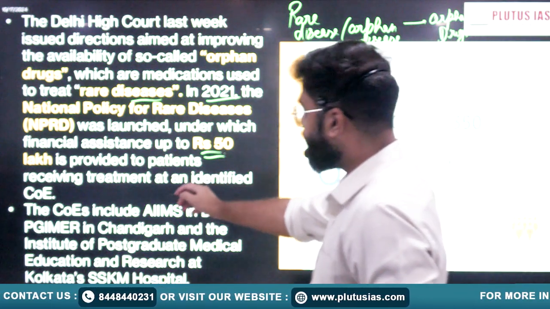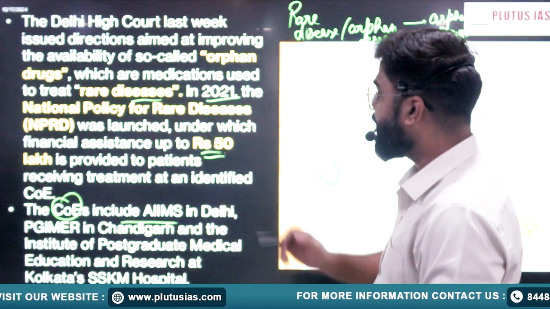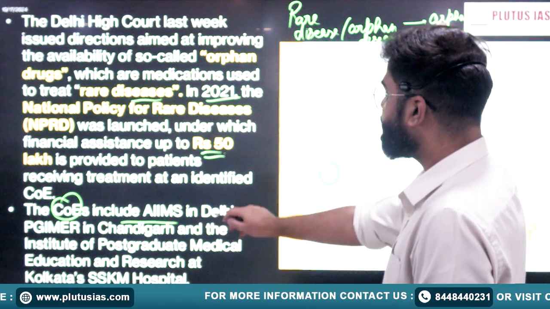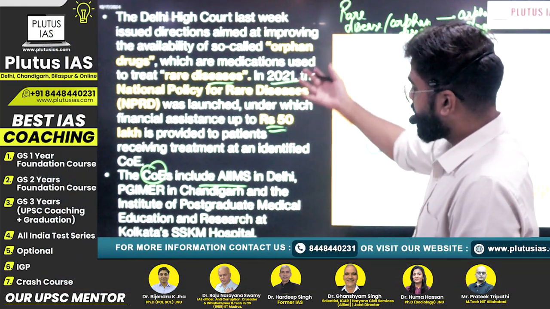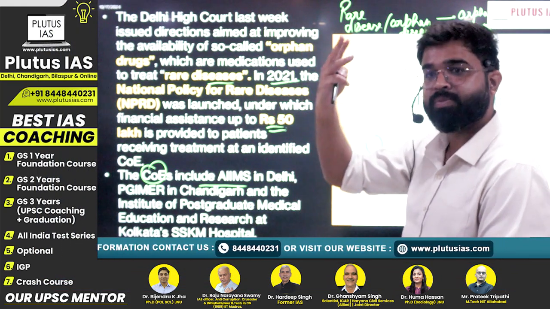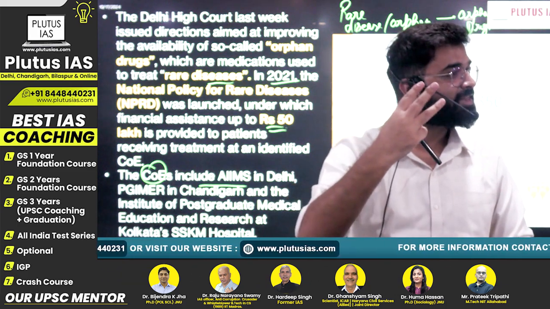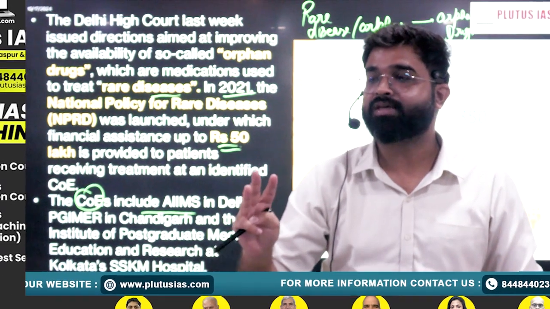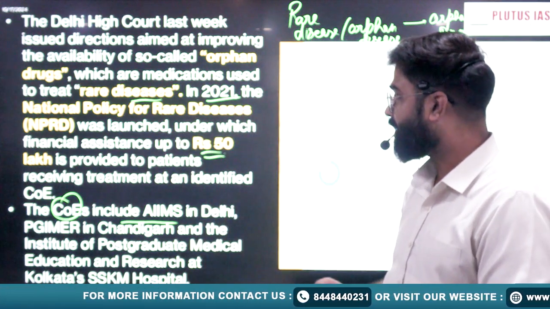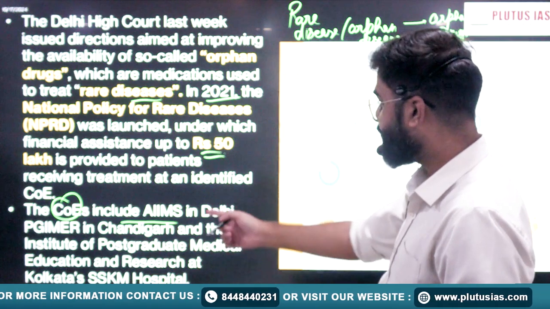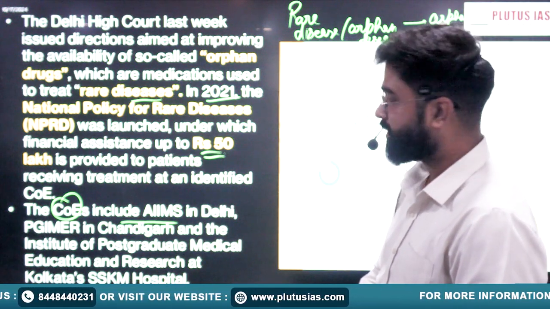Center of Excellence. COE means Center of Excellence. It includes AIIMS in Delhi, PGIMER in Chandigarh, and the Institute of Postgraduate Medical Education and Research at Kolkata. कहाँ पे ट्रीटमेंट होगा इनका? बस तीन ही हॉस्पिटल हैं. Look at this situation. In India, there are only three centers of excellence to treat rare diseases. कौन-कौन से? AIIMS, PGIMER Chandigarh, and one institute, that is the Institute of Postgraduate Medical Education and Research, Kolkata.